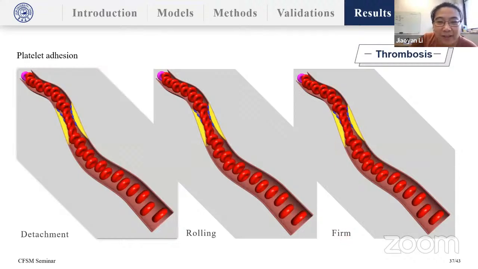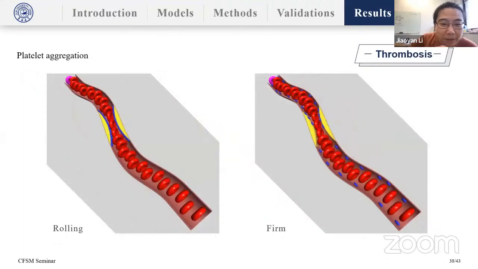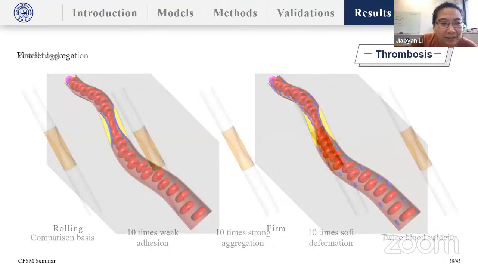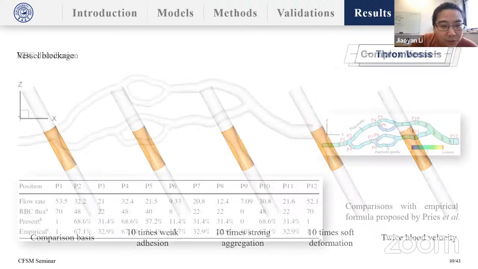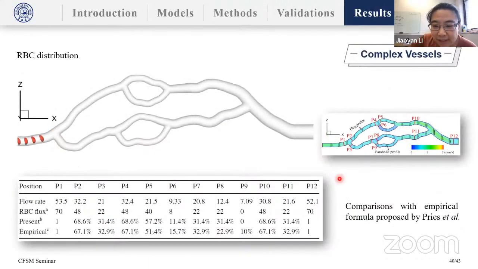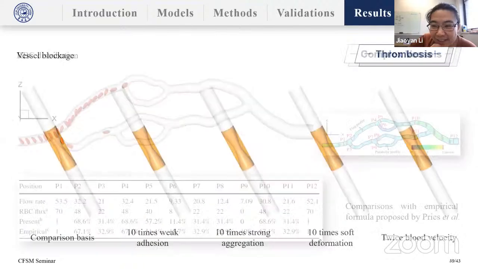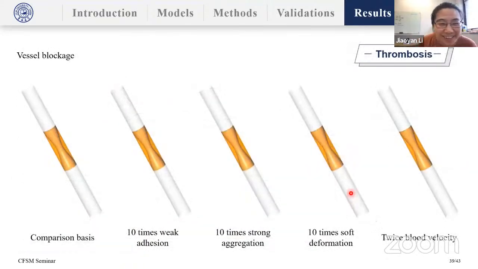And my second question is about the mechanism for your thrombosis disease. You show some parameter study about different flux and maybe different RBC adhesion. Yes, this one. Oh, maybe page 39. Can you please go back to page 39? Dr. Ye, would you please go back to 39? Okay, yes, that's the one. Sorry.